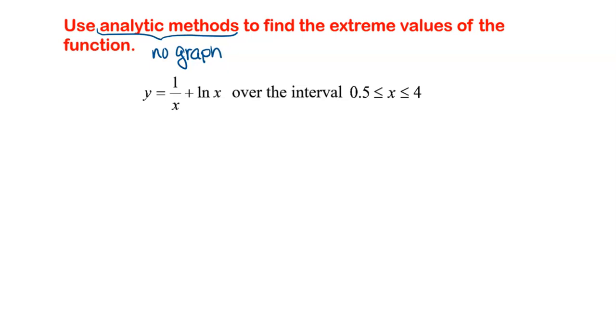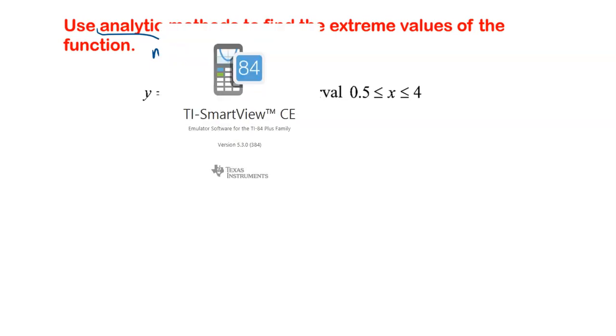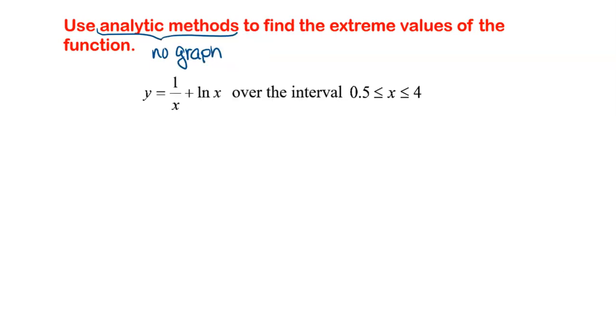The idea here is you're going to only use the home screen of your calculator, and that will be considered analytic methods as opposed to graphing. So step 1 is to find the derivative. The derivative of this function, this is x to the -1, so the derivative is going to be negative x to the -2. And the derivative of the natural log of x is 1 over x. So that's the derivative of my function.